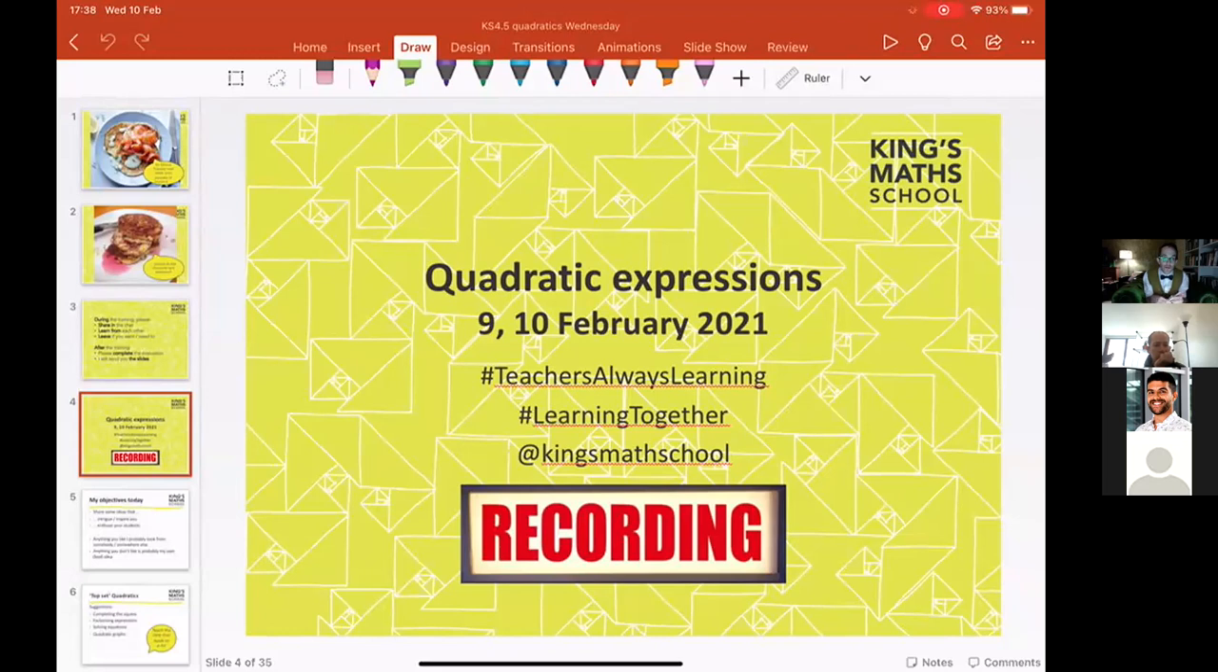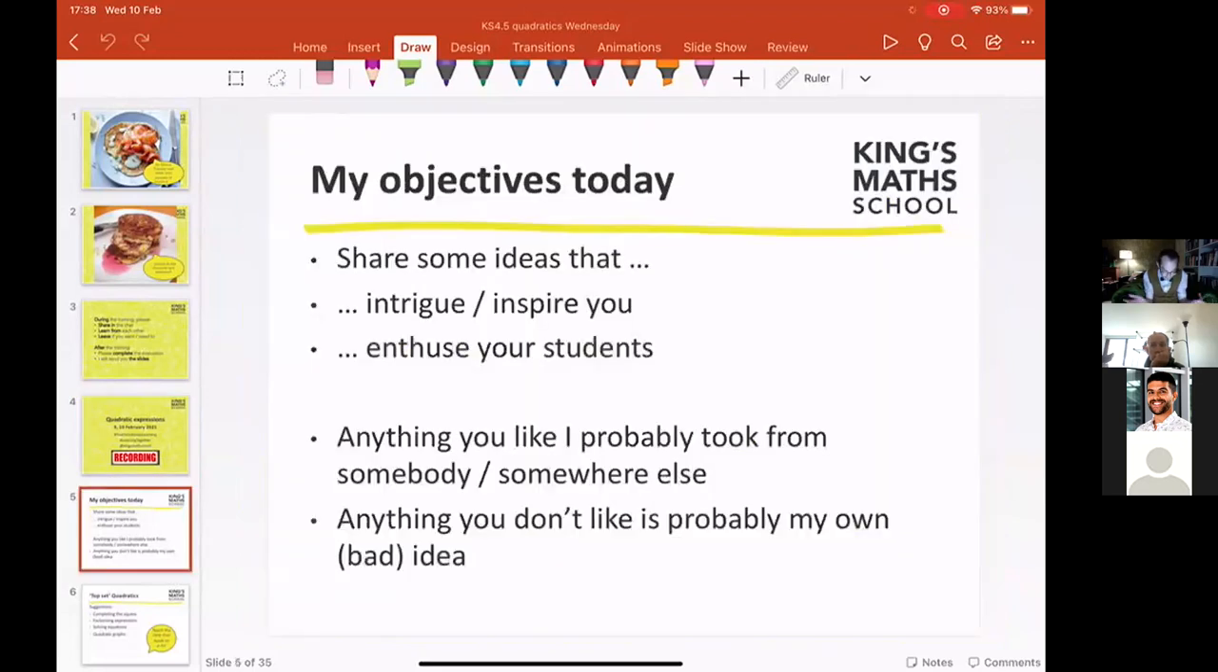So we're going to think today about quadratic expressions. And as always, my ideas I hope will be interesting, might even be inspiring. They might use your students.